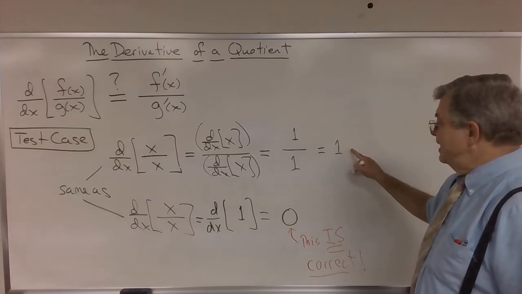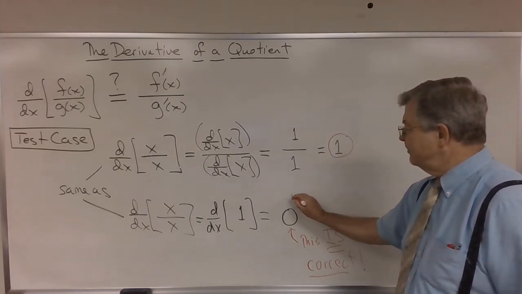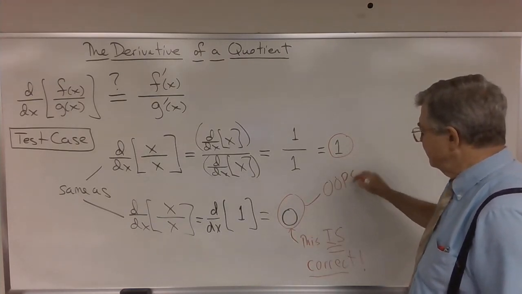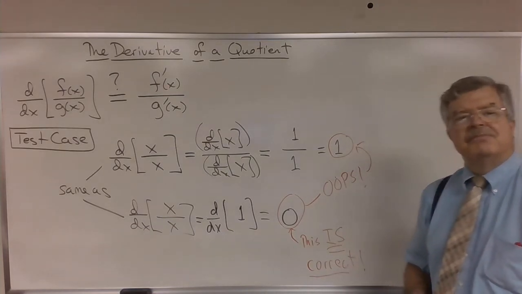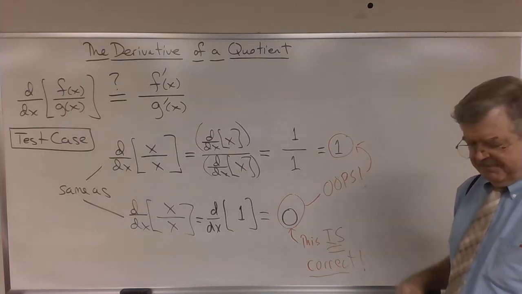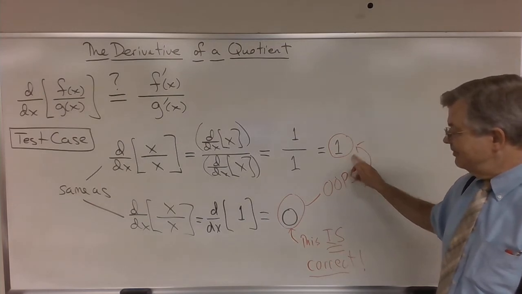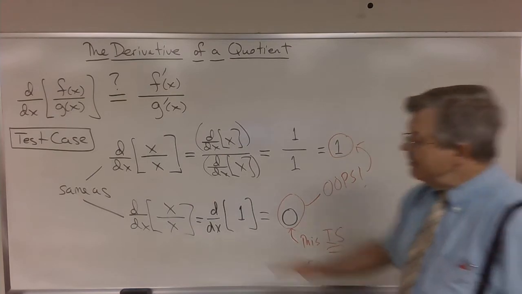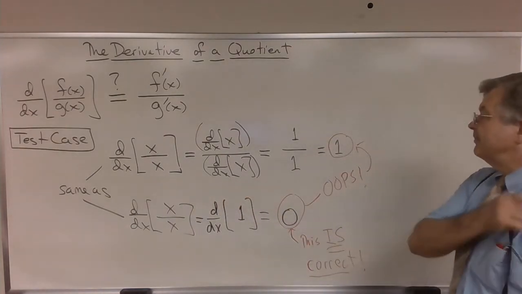Oh, but look what we got when we did it the other way. We didn't get the same answer. Yep, we're having another oops moment. This is not right. This has to be incorrect because we know for a fact this is the right answer. So somewhere in the process, we made a mistake.